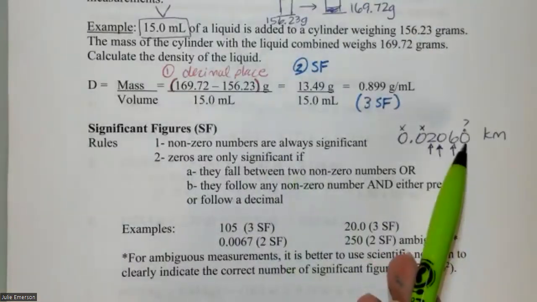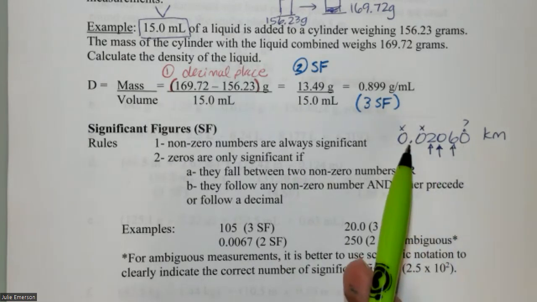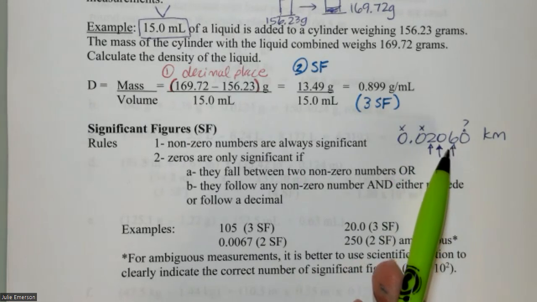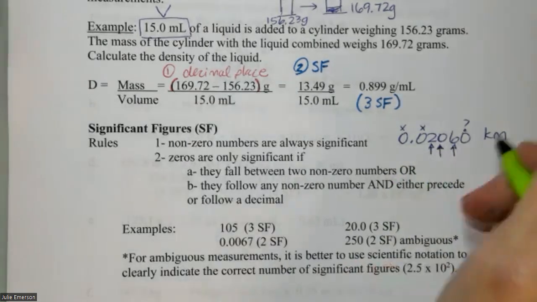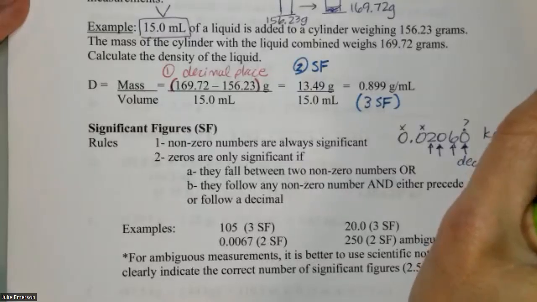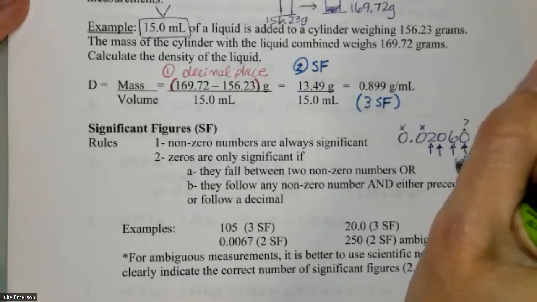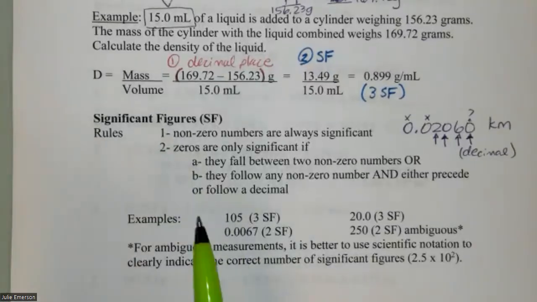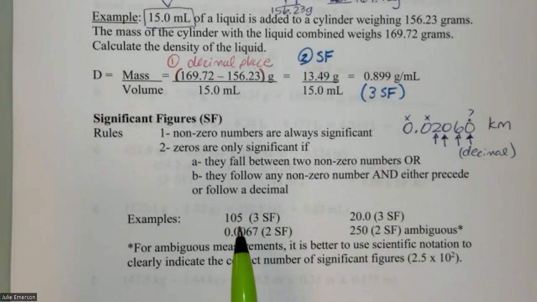If it's at the end of the value after the last non-zero digit and there's a decimal present, then we measured that. The device we used actually helped us measure that. So this one is significant because there is a decimal present. All right, if it doesn't have a decimal, then it becomes a little bit different. We'll do some examples here. So 105, 3 sig figs, 0 in the middle, always significant.